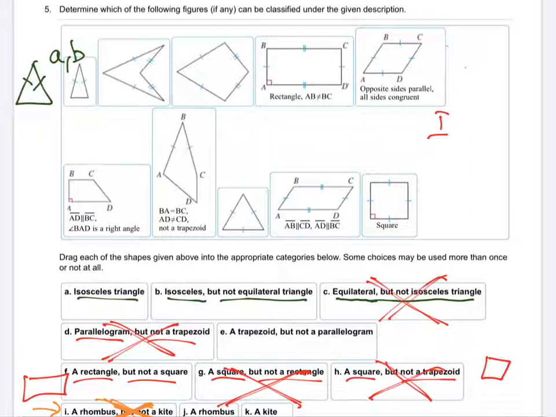A kite just has top two, bottom two. So if they're all four the same, yeah, that's a perfect kite. So if you're a rhombus, you can't be a rhombus but not a kite. How about J? That's just rhombus straight, and K is just kite straight. Okay, so there we go.